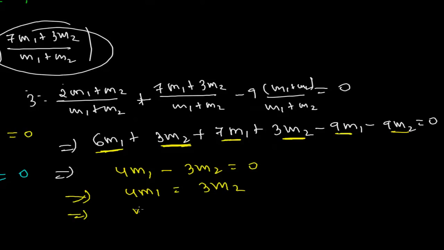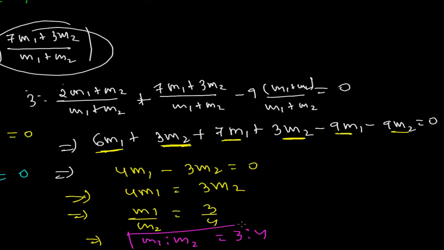So you'll get m1 over m2 as 3 over 4. That is what we get. Yes, m1 ratio m2 equals 3 ratio 4. So however you do it, you'll get the same answer.